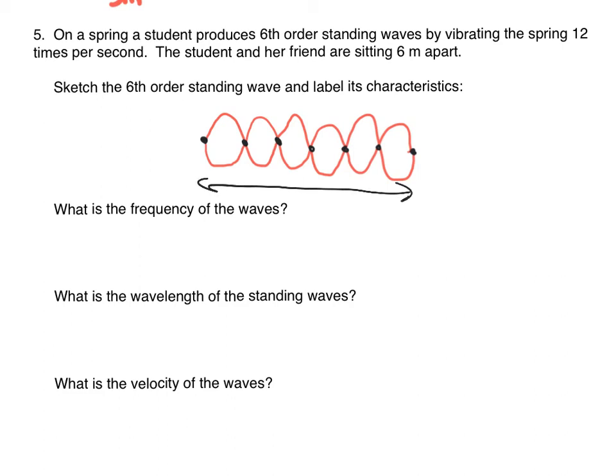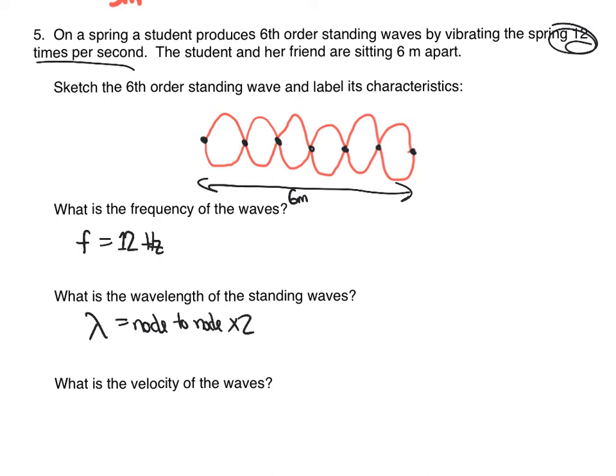So yeah, if you have a slinky, give it a shot, right? Be careful though, because you have to have a pretty high frequency there. So they also say, vibrating 12 times per second. So frequency then looks like it's going to be 12 hertz, because it just says that in the problem. Right up here, 12 times per second. What's the wavelength? Well, again, wavelength of a standing wave is node to node times 2.